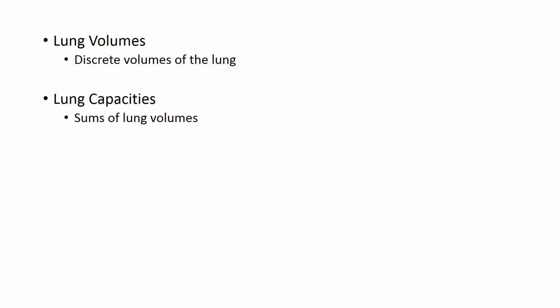Just to get the nomenclature straight, we have lung volumes and lung capacities. Lung volumes are the discrete volumes of the lungs, and they can be characterized specifically, whereas lung capacities are the sums of different lung volumes.